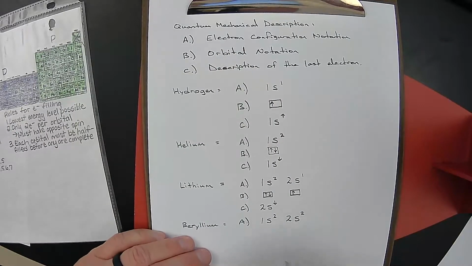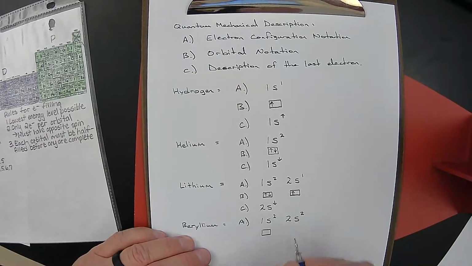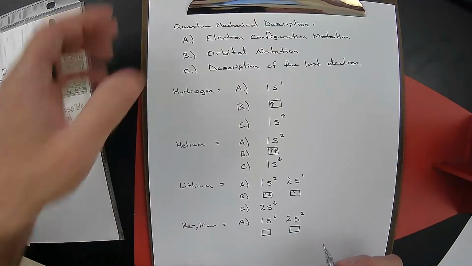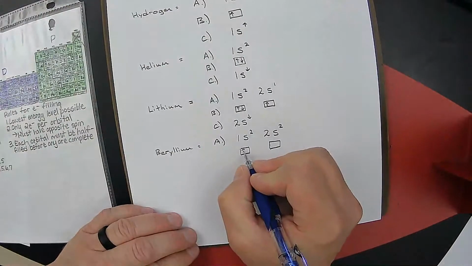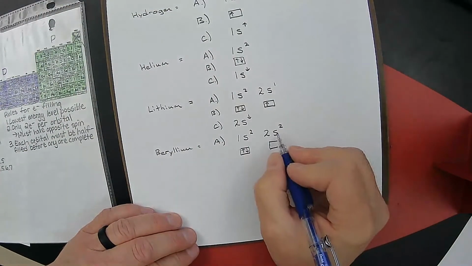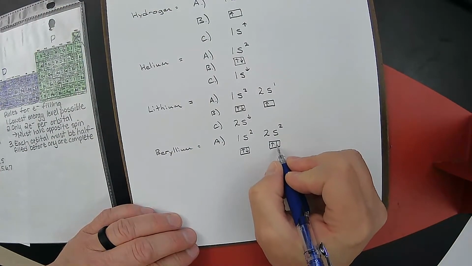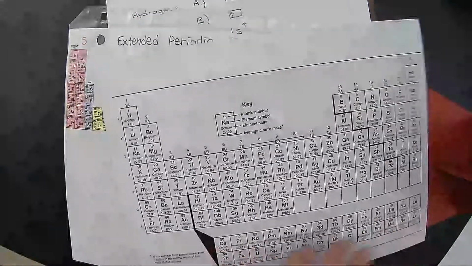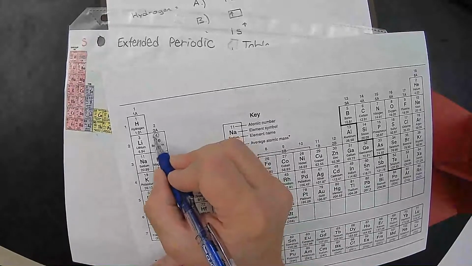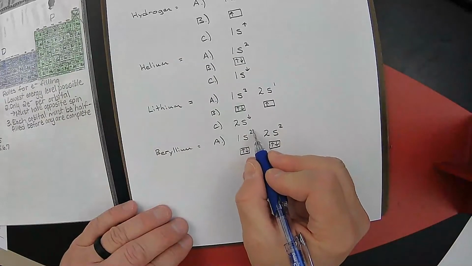1s2, 2s2. The S has 1 orbital. This first 1s has an up and a down spinning electron. The 2s has an up and a down spinning electron. How many electrons does beryllium have? It has 4 electrons. Here is 2 of the electrons.